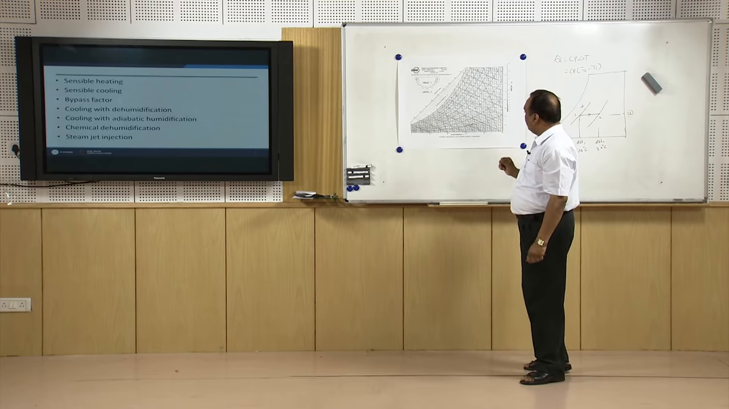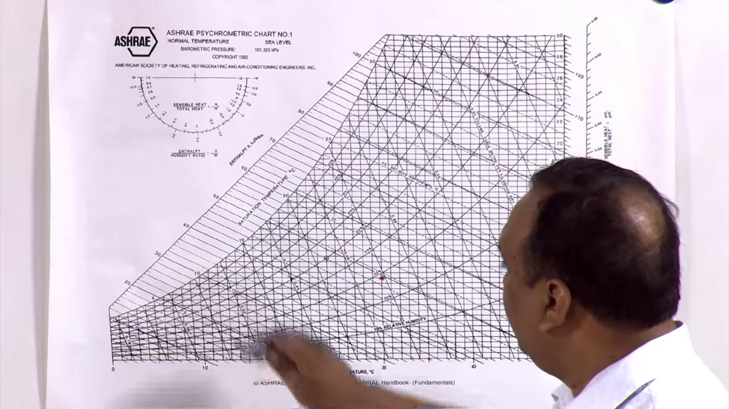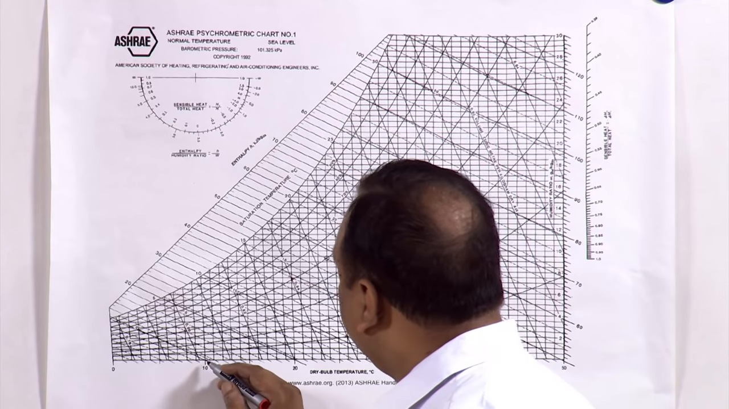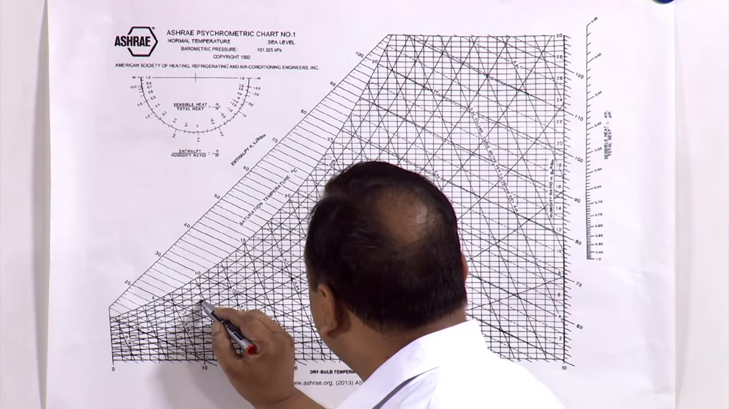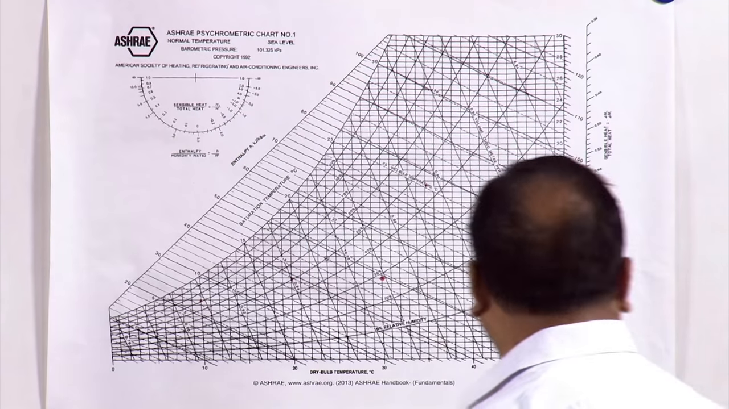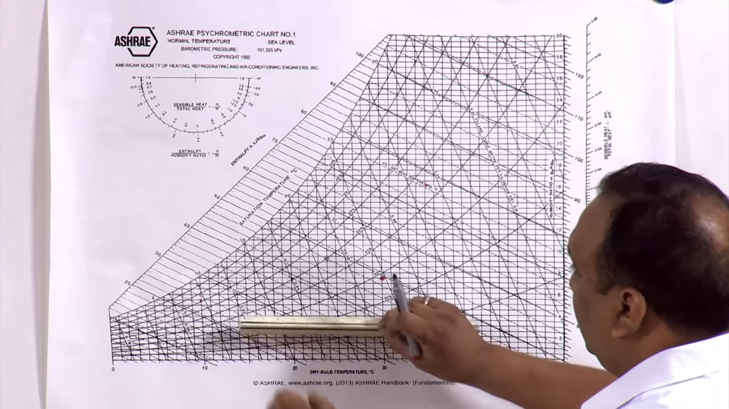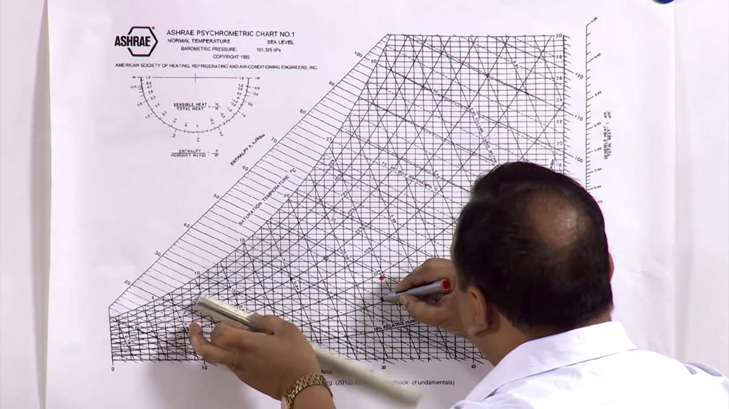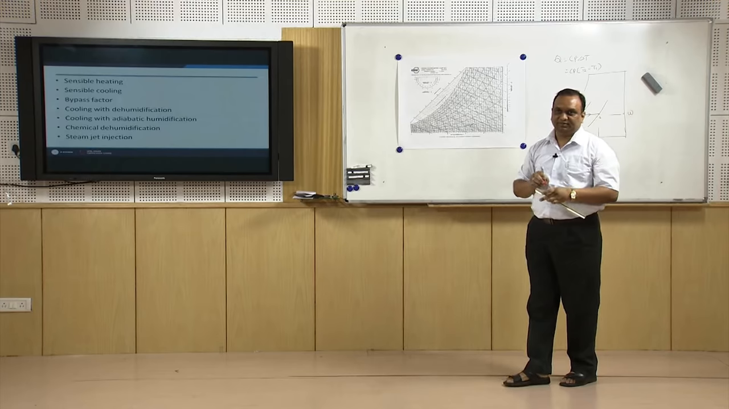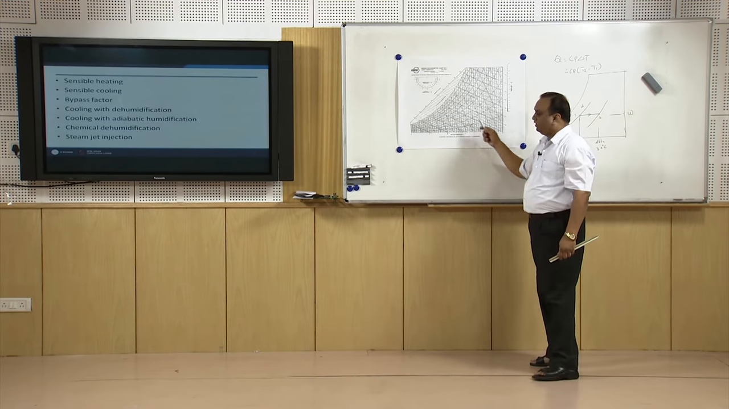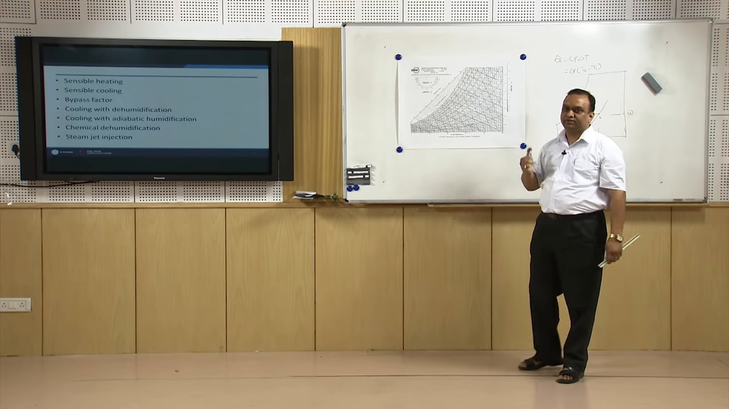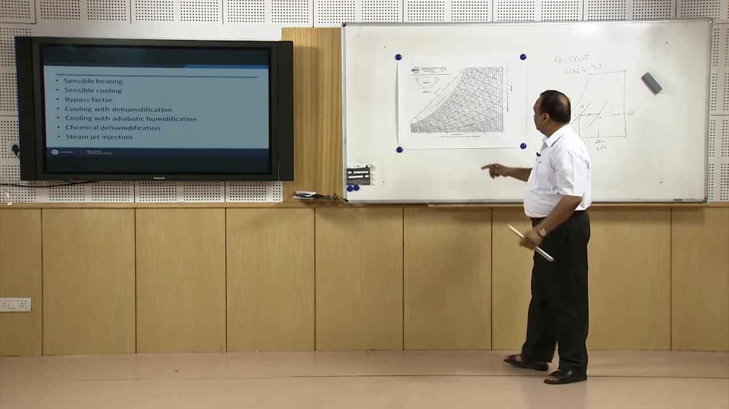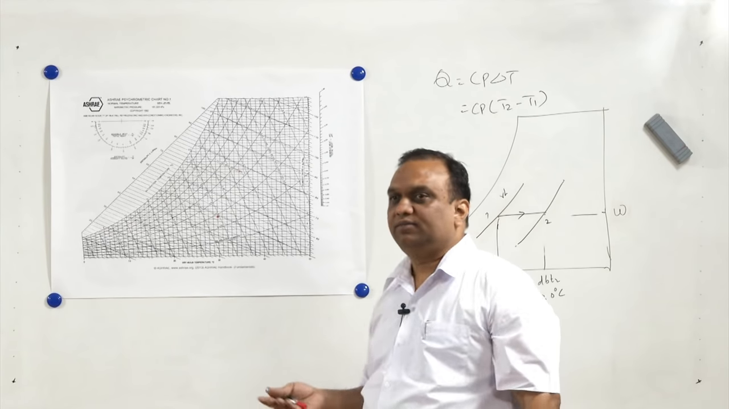Let us take the case of the winters when air is available at a temperature of, let us say, 10 degrees centigrade, and relative humidity is 70%. If I do sensible heating of this air with the help of a heater up to, let us say, 30 degrees centigrade, the humidity will reduce to 20%. Air will become very dry. So, 20% humidity is quite low, and that may cause a state of discomfort in the room. So, it is always advisable that when you are using a heat pump or heating system, then have some wet cloth in the room so that the humidity is maintained.